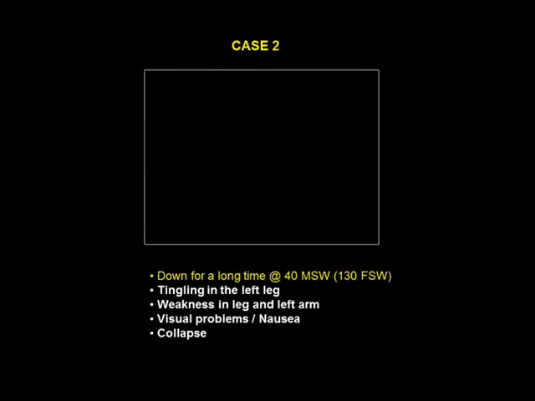We see that the person was down for a long time, to a significant depth of 40 meters, starts developing tingling in the left leg, followed by weakness in the left leg and arm, visual problems and nausea, collapse, and loss of consciousness.